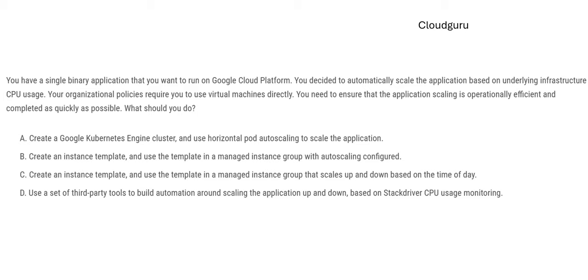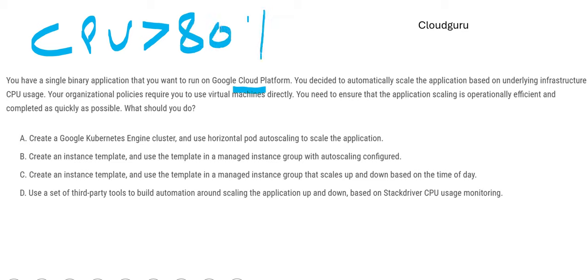Okay, so you have a single binary application that you want to run on Google Cloud Platform, and you have decided to automatically scale the application. When will you scale up? When your CPU is running out. Say it crossed the threshold value of 80%. This is how we do it in real life work in projects. Then you scale up.